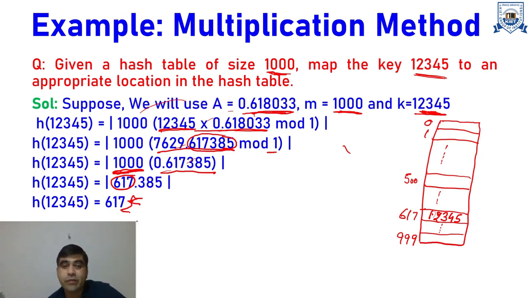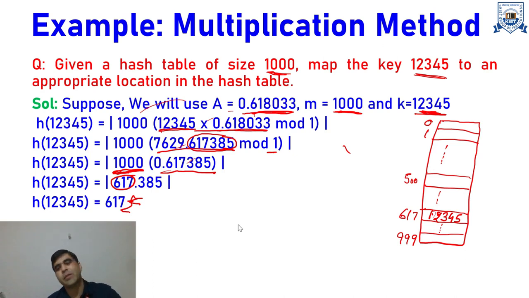So again, what we have done is we have chosen a value between 0 and 1. We call it a. We want to map a given value k to the hash table using the multiplication method. So we'll multiply a with k, and then we'll take the fractional part out, and that fractional part will be multiplied with m. M is nothing but the size of the table. And then whatever value you get, take the integer part only. That integer part will give you the index of the hash table where the given key value will be stored. Like in our case, it is 617.